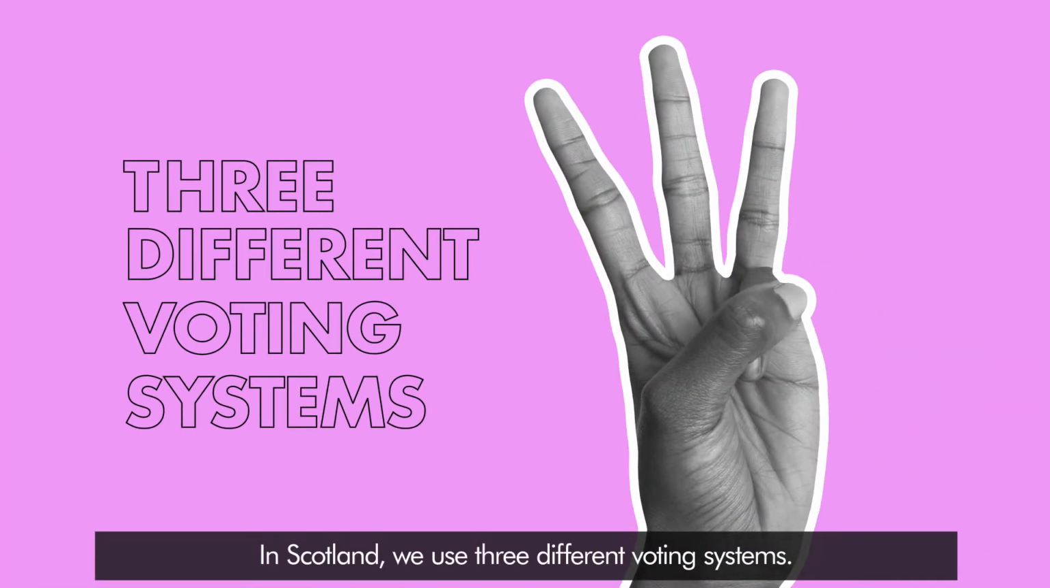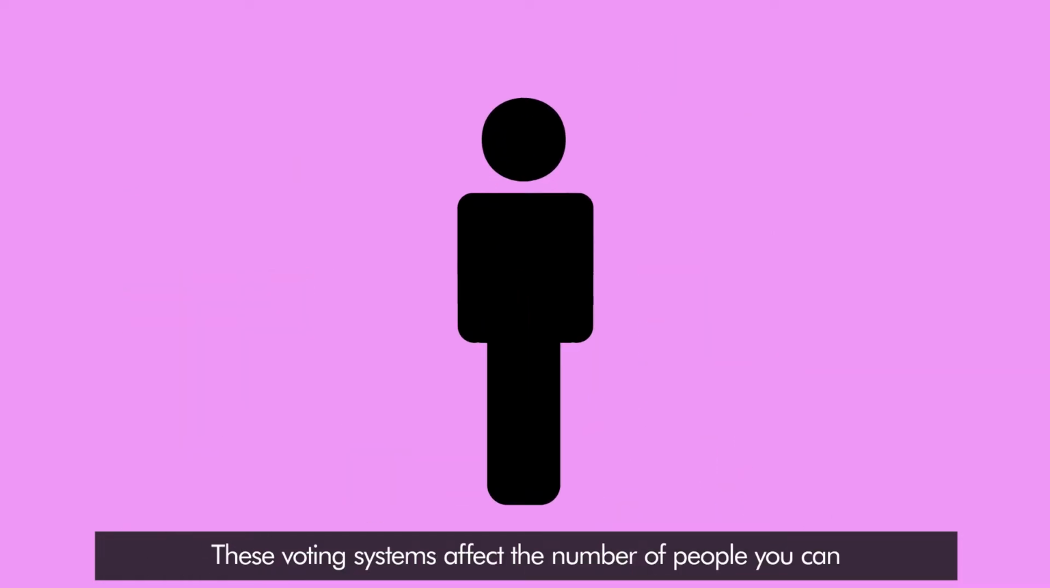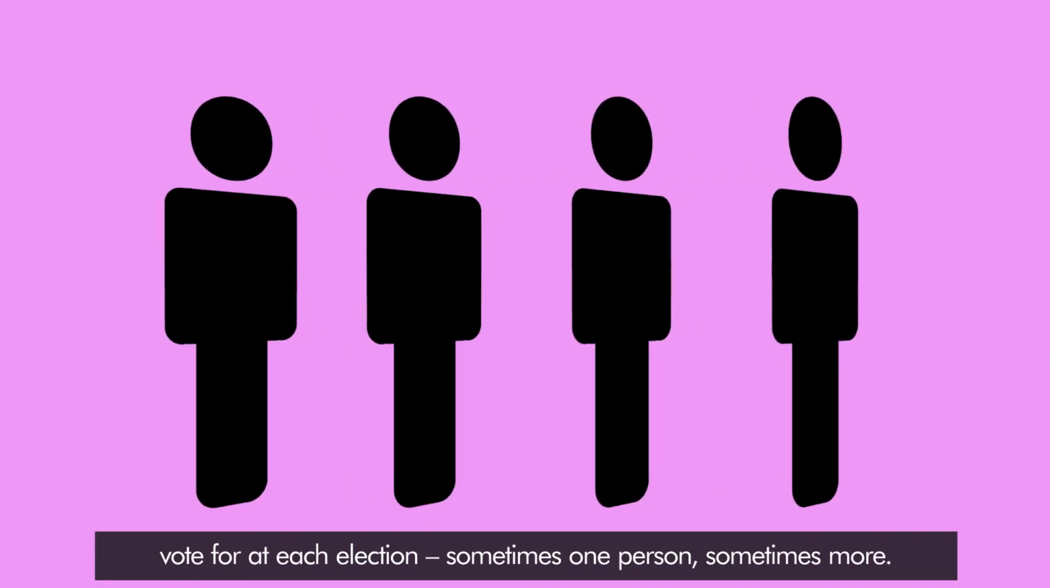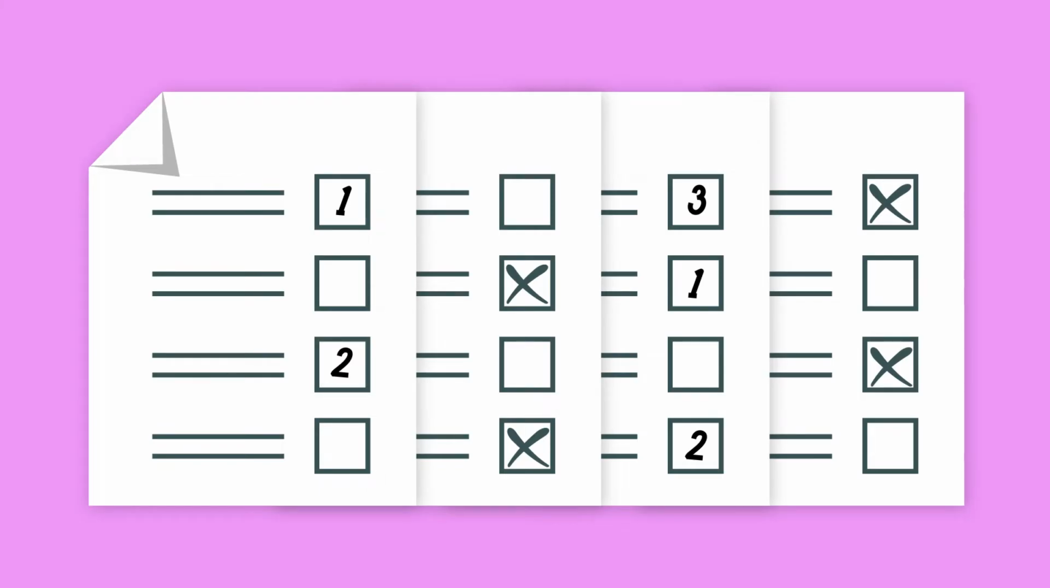In Scotland, we use 3 different voting systems. These voting systems affect the number of people you can vote for at each election. Sometimes one person, sometimes more. And these voting systems also set out the rules for how your vote is counted.